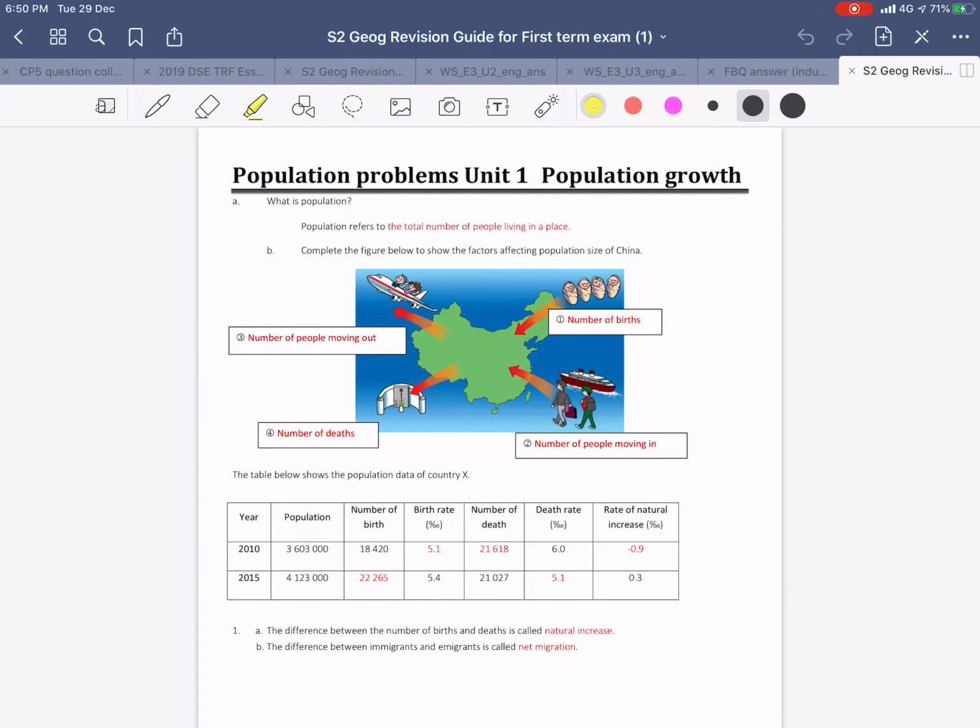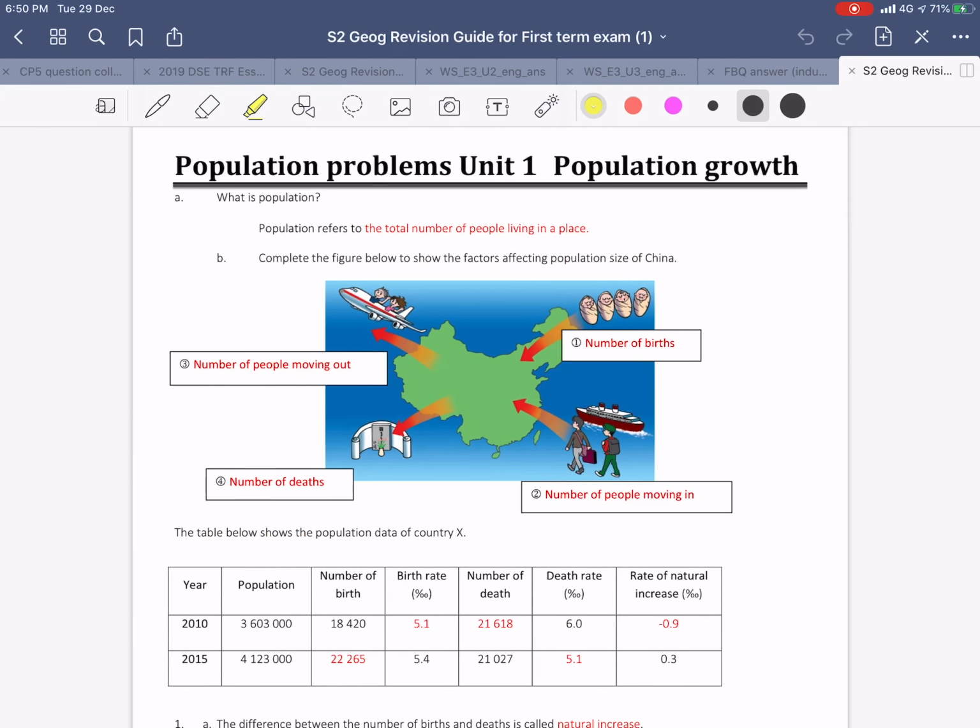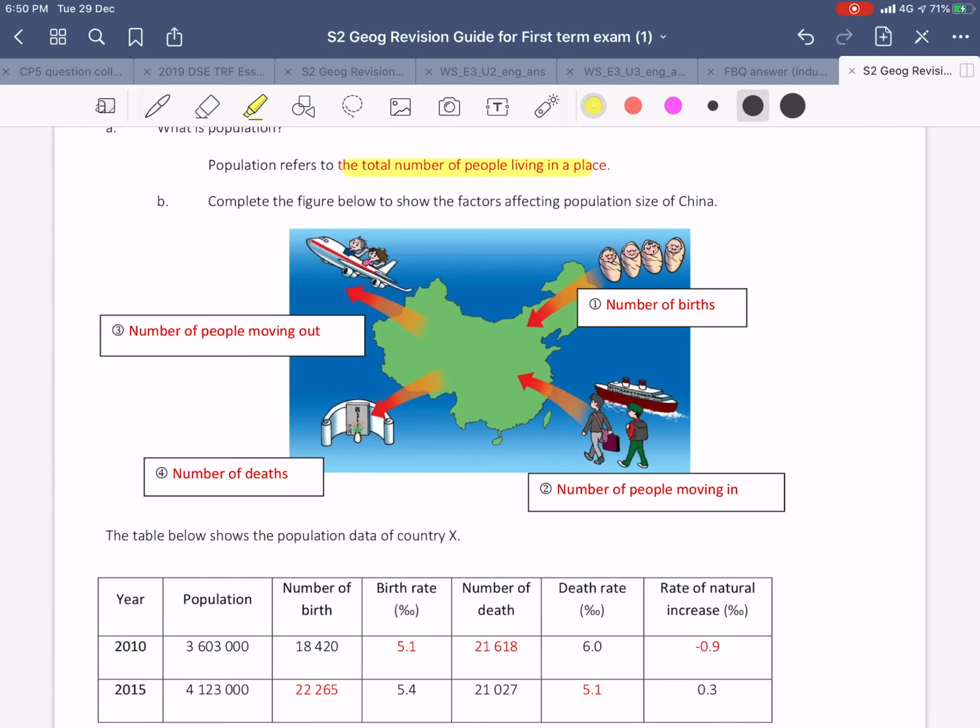Okay, and for your population, first of all, what is population? Just like growth and also flooding, you have to tell me what is growth about, what is flooding about, and what is population about. Population is about the total number of people living in a place.